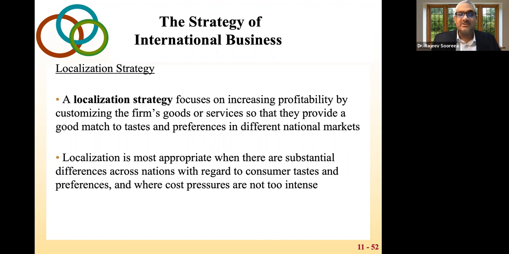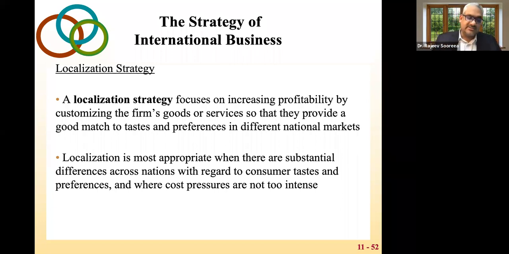So localization is most appropriate when there are substantial differences across nations with regard to consumer tastes and preferences, but not so much cost reduction pressures. So cost pressures are not very intense, okay?